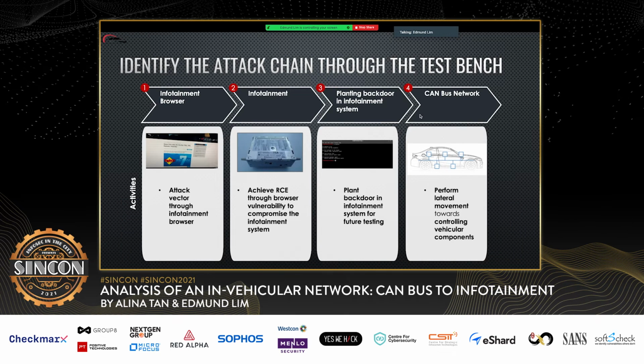Within this bench 3, the identified attack chain can be performed with the following activities. The first one is the infotainment browser, which we can access through the infotainment system. After that, we can achieve RCE through a browser vulnerability to compromise the infotainment system, and then plant a backdoor in the infotainment system for future testing. And lastly, we will perform lateral movement towards controlling vehicular components and also other vehicle ECUs that are reachable through the infotainment system.